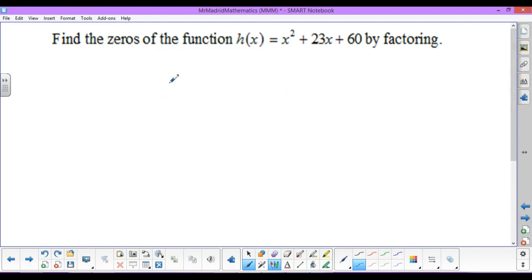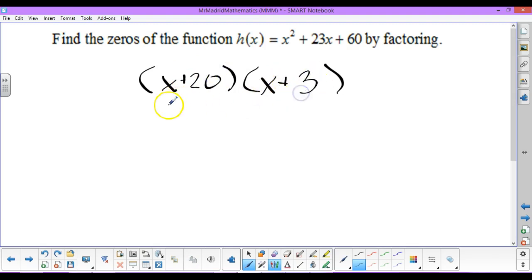Okay, so here we go. Find the zeros of the function by factoring. So we're going to look at this trinomial here. We're going to factor it the way we have, and if you forgot, look back at our videos on factoring. But long story short, this is what it comes down to. It's been factored. So how do you find the zeros? Set each one of these equal to 0.